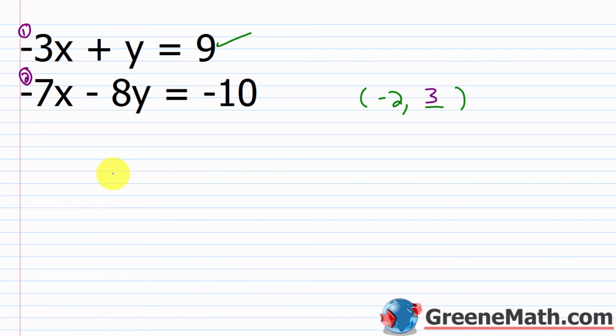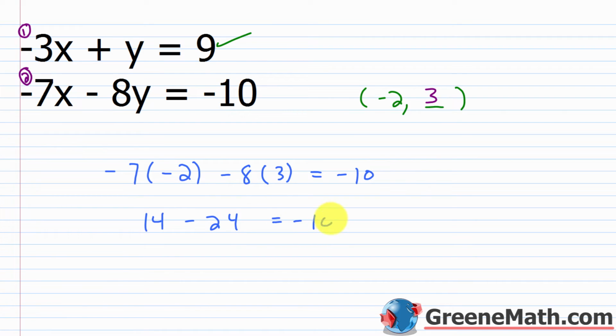All right, for equation 2, we have negative 7 times x. Again, x is negative 2. Then minus 8 times y, which is 3, and this should equal negative 10. Negative 7 times negative 2 is 14. Negative 8 times 3 is negative 24. And again, this should equal negative 10, and it does, right?